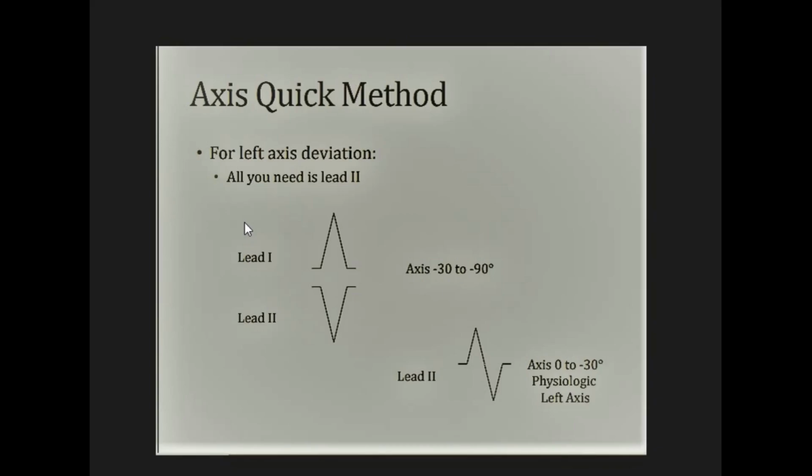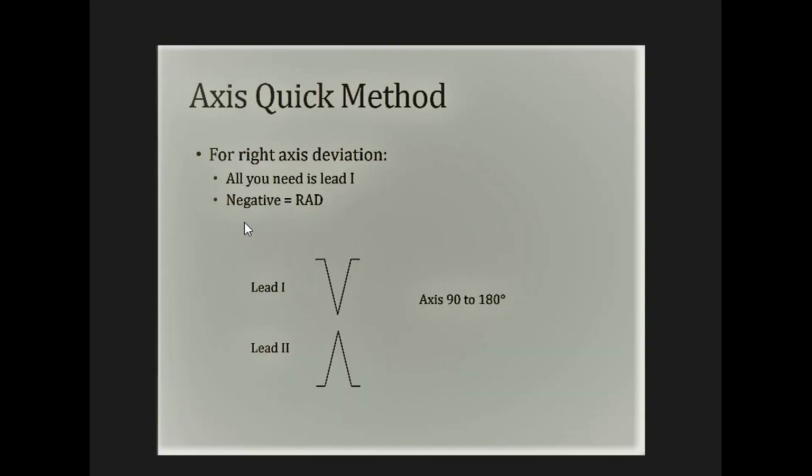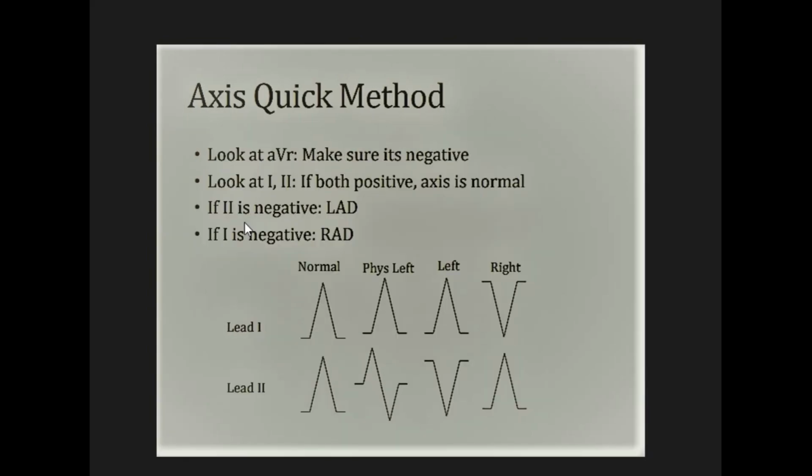Now if lead 2 is negative and lead 1 is positive, then the axis of this patient's electrical activity is deviated towards the left side, and we are going to call this a left axis deviated ECG. For right axis deviation, you are going to need lead 1. If lead 1 is negative and you have a positive lead 2, then you have right axis deviation.